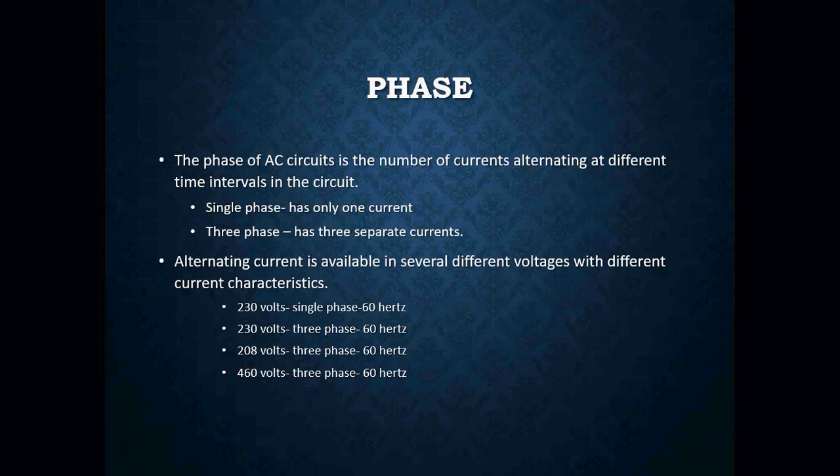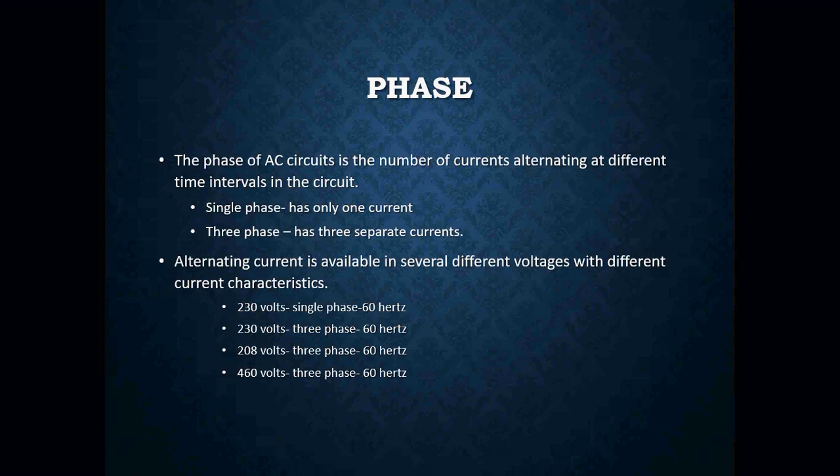We have two types of phases that we run into a lot in HVAC, your single phase and your three phase. Single phase has only one current. It only goes from positive to negative, and that's really it. With three phase, you technically have three phases of current flowing at different time intervals at a given point.